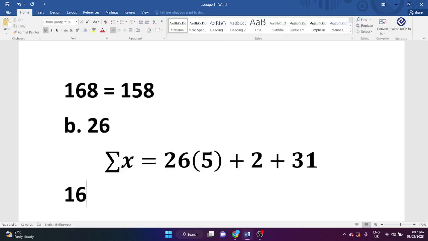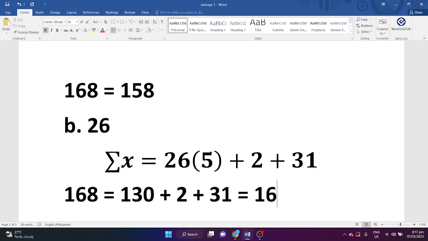So is it equal to 168? 168 is the summation of x that we had solved earlier. So 26 times 5 is 130 plus 2 plus 31, and yeah, 130 plus 2 plus 31 will only give us 163. Thus this is not also the correct answer.